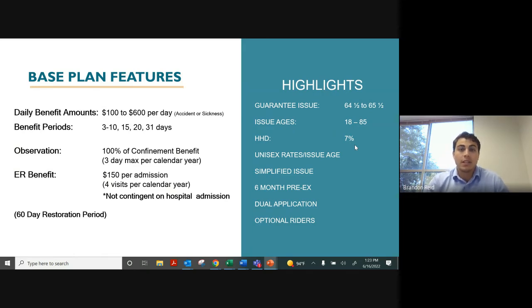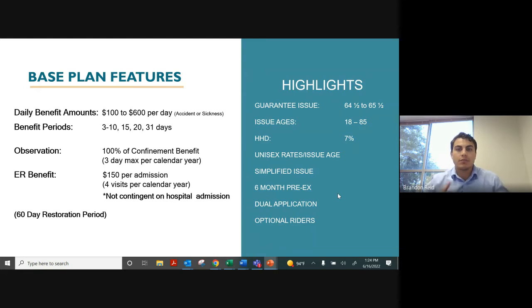The policy is rated the same for men and women, and it's issue age rated. So the rate locks in at the time of purchase, whether that be 65 or 70. Right? The rate locks in. That way, when you're 80, 90 years old, you're still paying that 65-year-old rate. Usually people like to sell these at 64 before they even turn 65. That way they're locked in at that 64-year-old rate.